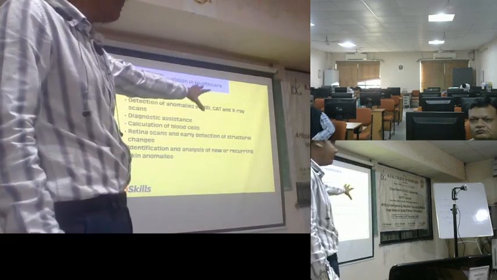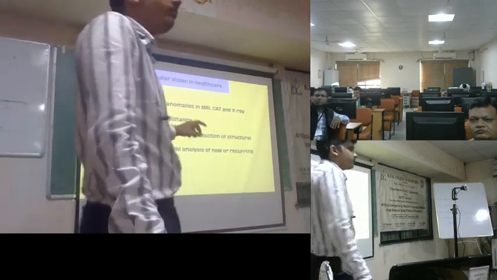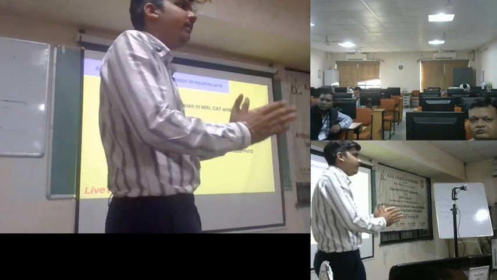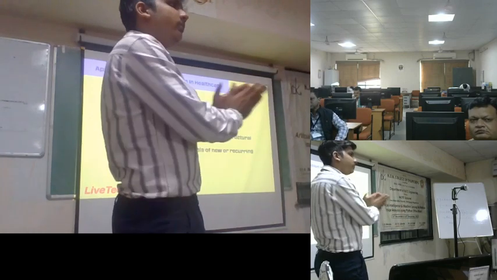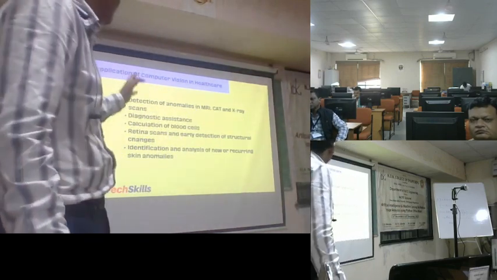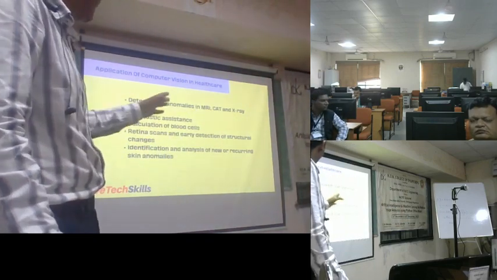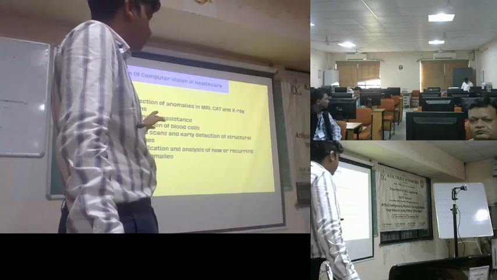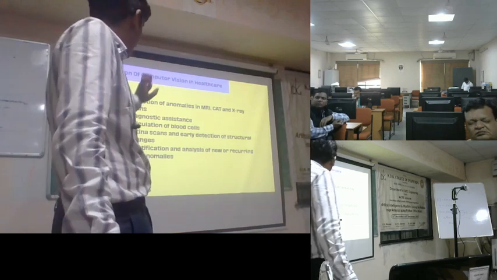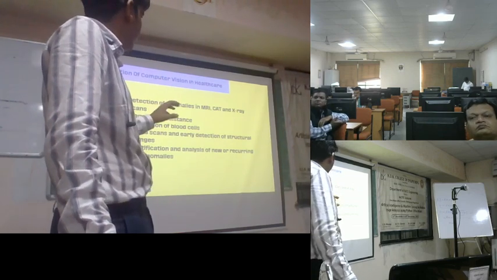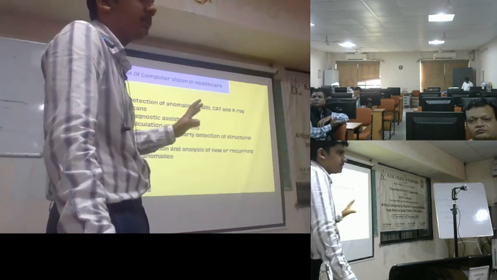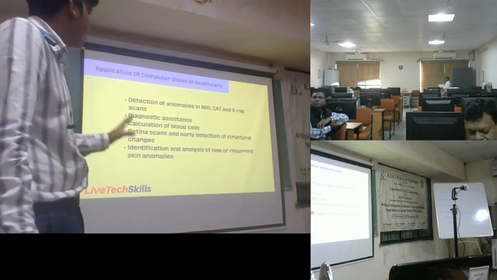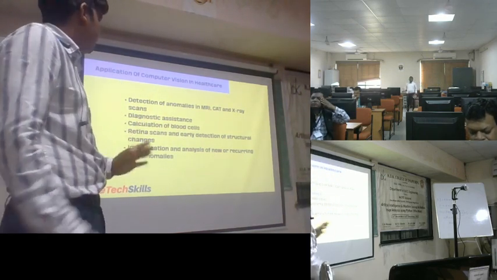Then MRI and CAT scans. These images also have anomalies that are different from normal persons. Then diagnostic assistance, calculation of blood cells, retina scans, and early detection of structural changes. We are going to see this project in the last, identification and analysis of new recurring skin anomalies. So these are the applications of computer vision in the healthcare section.